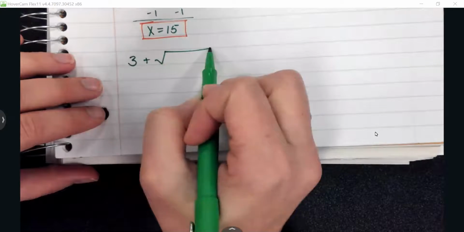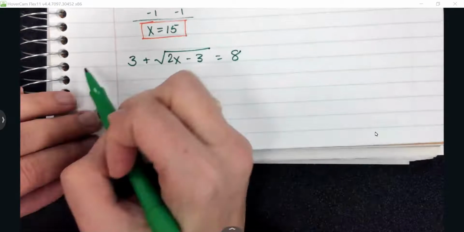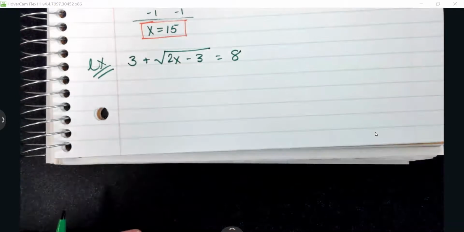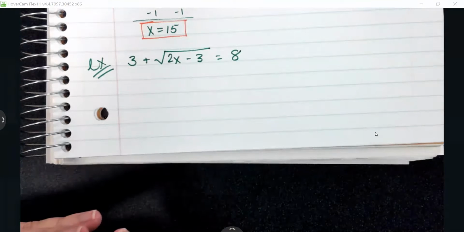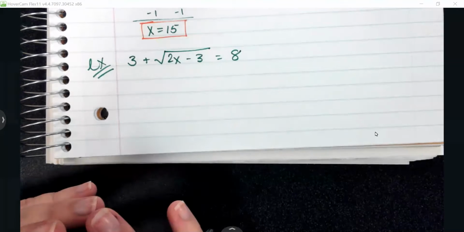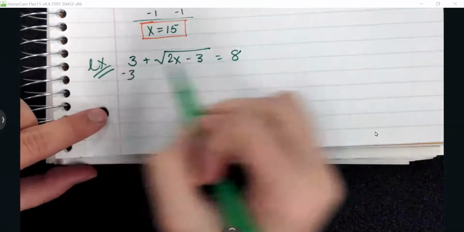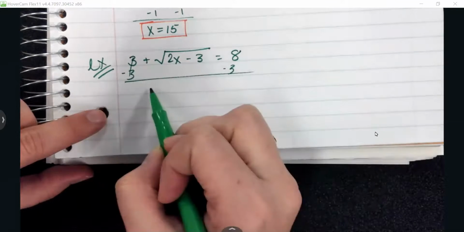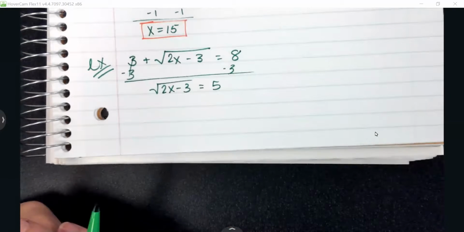Okay? So I'm going to have 3 plus the square root of 2x minus 3 equals 8. What is my first step? What is outside that needs to be taken away? How? I'm subtracting. Why am I not dividing? It's not touching anything. It's not multiplying. So I'm subtracting 3 to both sides. So I have the square root of 2x minus 3 equals 5.